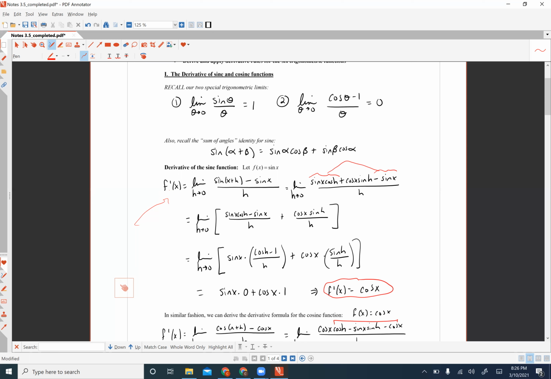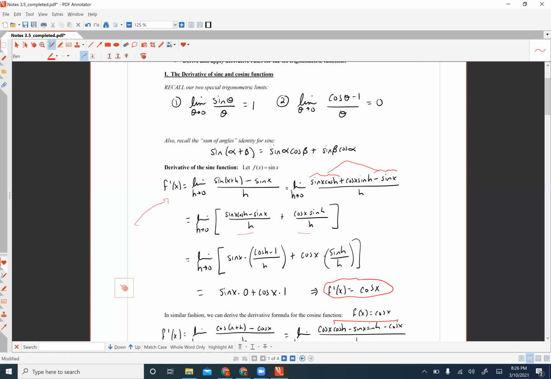And then we're going to break it up into two parts. We actually use the first and third term. The first expression is sine of x cosine of h minus sine of x over h. And the second expression is cosine of x sine of h over h.